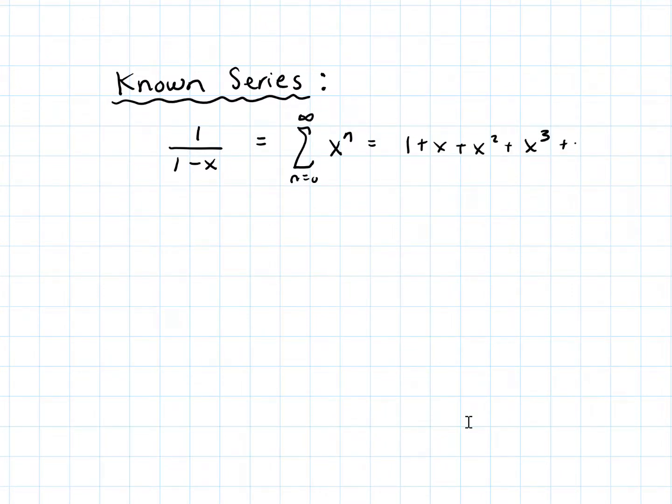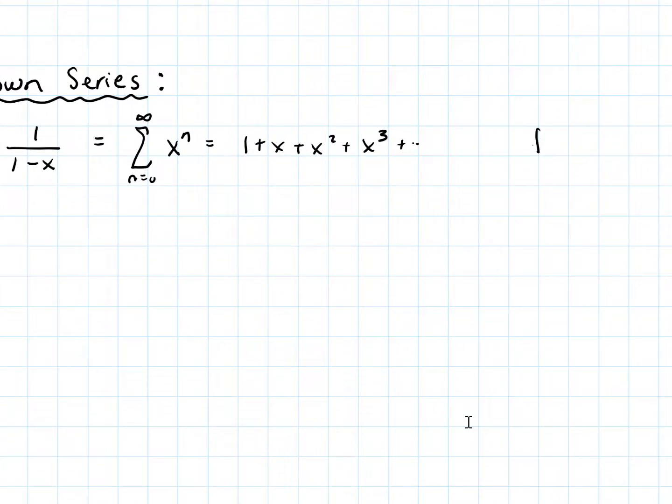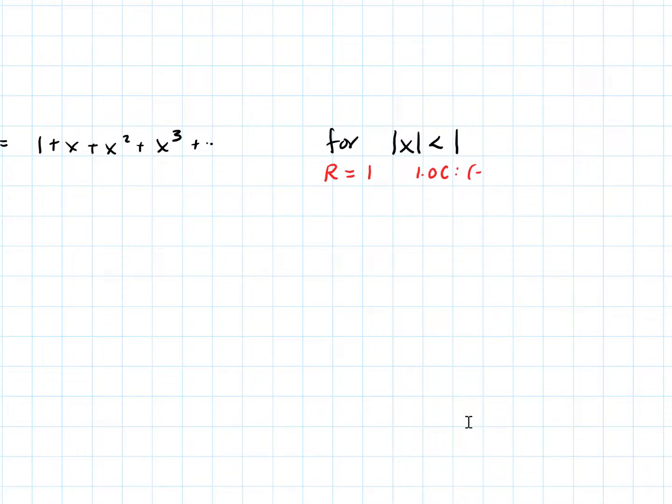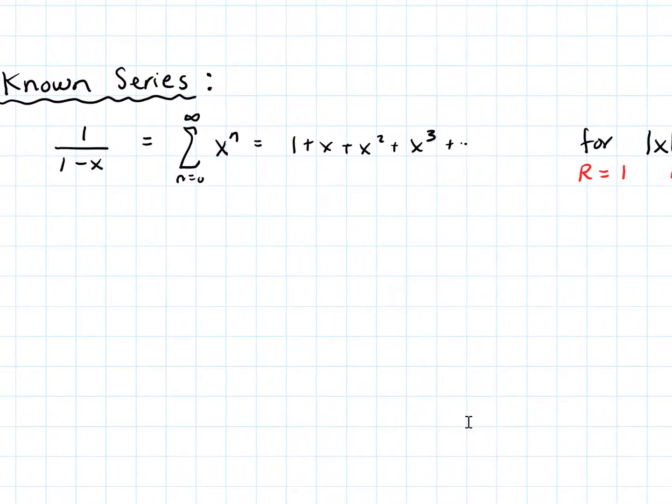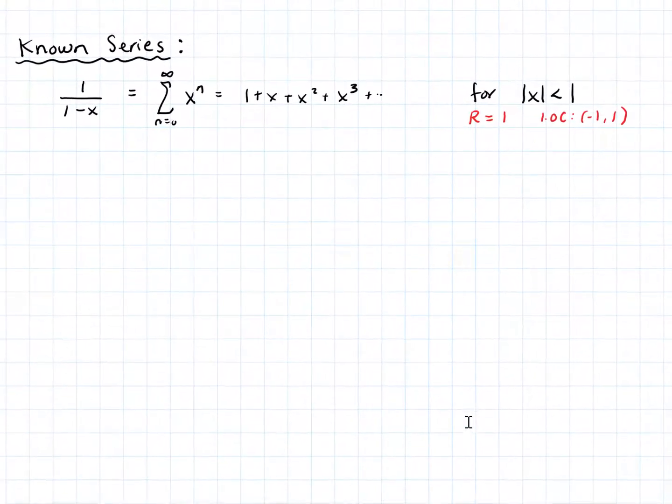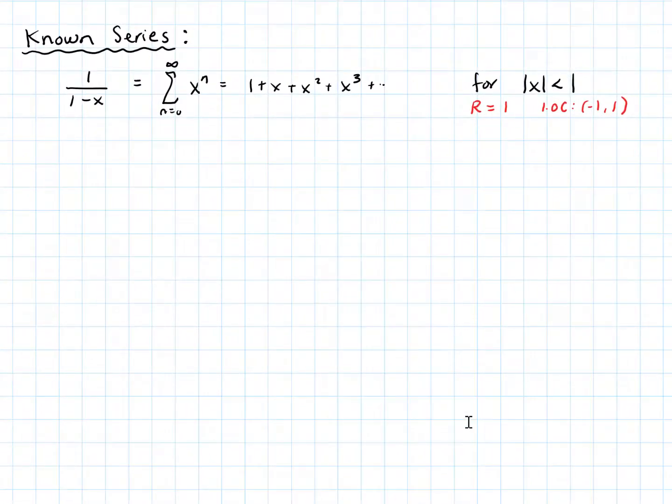We know that to be true: 1 plus x plus x squared plus x cubed. We know that is true for the absolute value of x less than 1. And another way to say that, and I'll put it underneath, is that the radius of convergence is 1, and the interval of convergence is from -1 to +1. So right now that is our only known series, and within this section we might add one more known series, but in the next section we're going to add a bunch more. But right now that's the one we're working with.